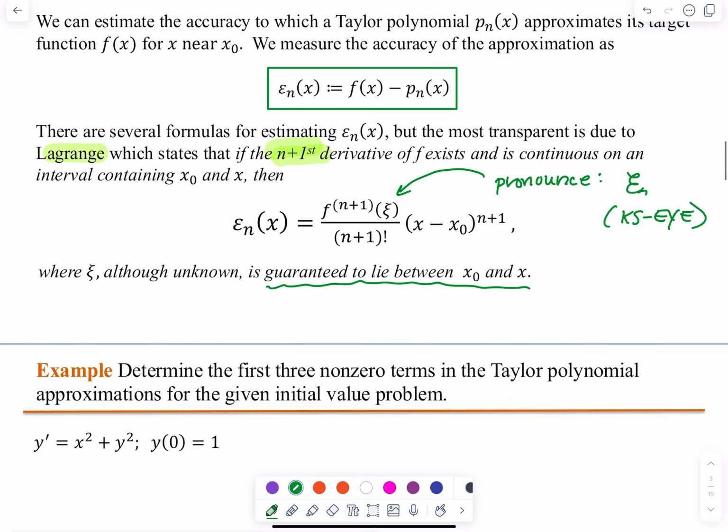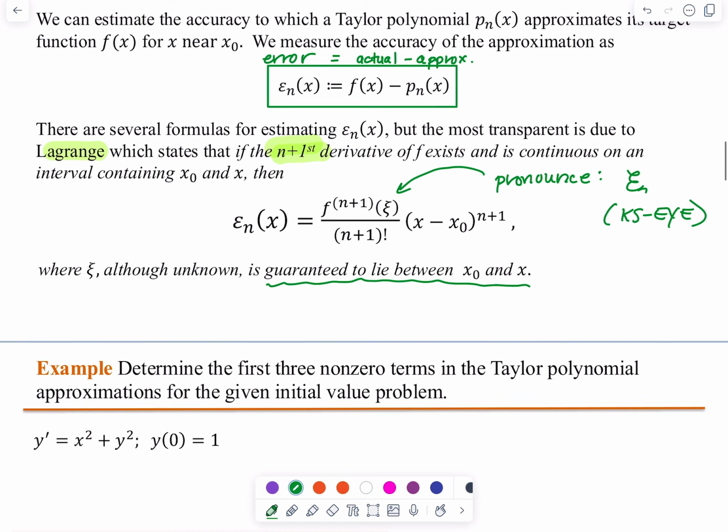And the error is quite simple, because basically it's saying that the actual value of that function at x, minus the approximated value, using of course the Taylor polynomial, is equal to the error. So it's quite simple when you look at that.